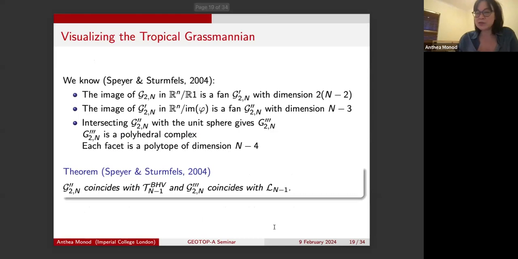So visualizing the tropical Grassmannian, what does this actually look like, and what does it mean? If we're looking at the sequence of maps that I was telling you about before, we know that the image of the tropical Grassmannian in the tropical projective torus is a fan. And the image of this fan in the quotient space with the image of phi gives you another fan. If you intersect all of these with the unit sphere, you get this polyhedral complex. And it turns out that it coincides with BHV space, so it corresponds to BHV space, the link of the origin.